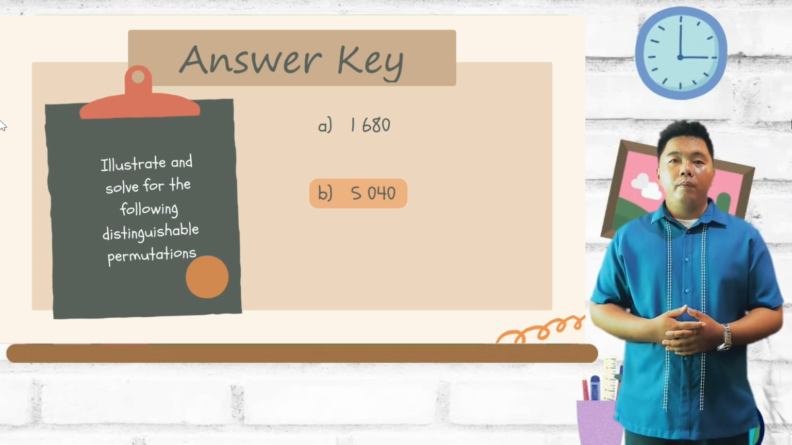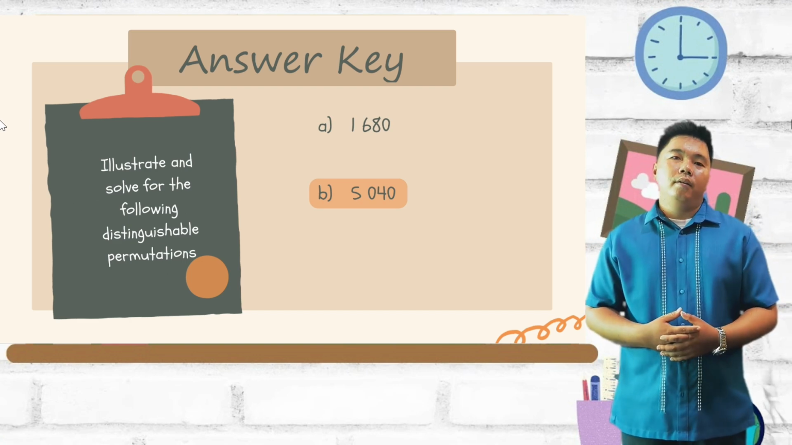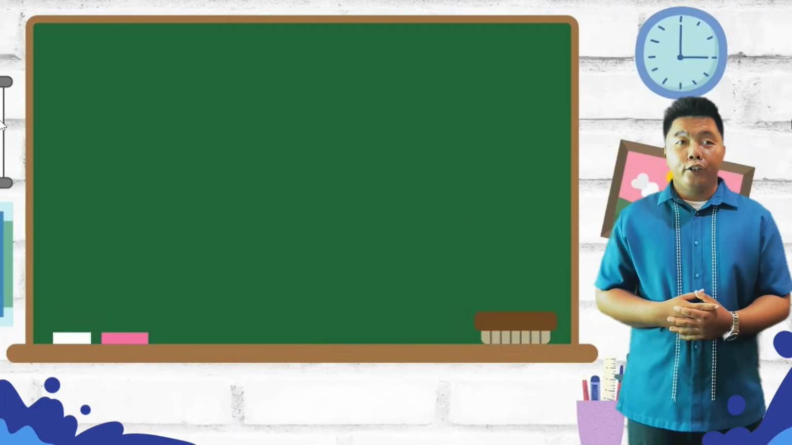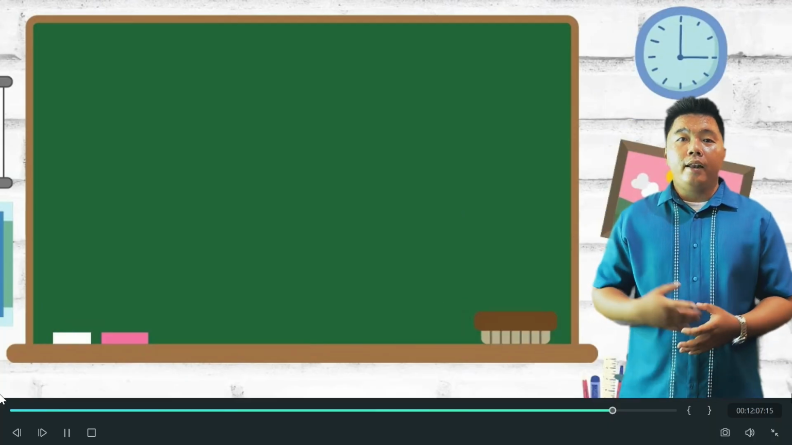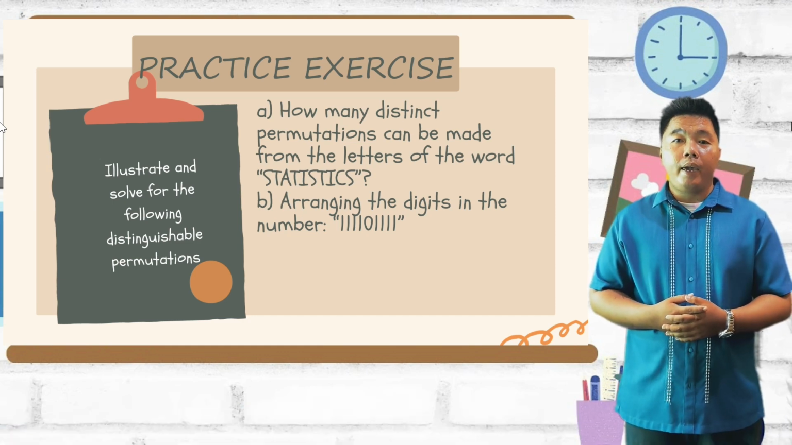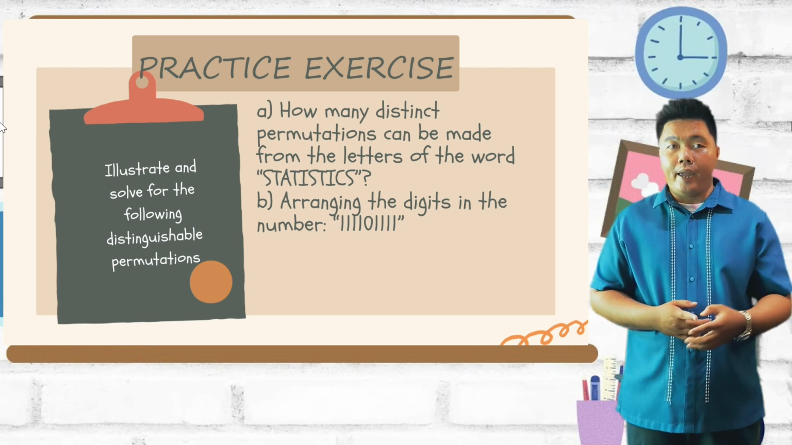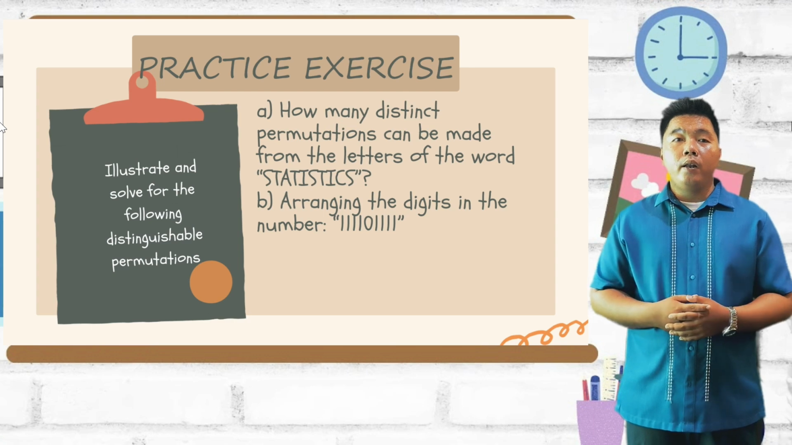And again, I will be leaving some questions related to distinguishable permutation for your practice exercise or homework, learners. You can answer the following. Letter A: how many distinct permutations can be made from the letters of the word statistics? Another one: arranging the digits in the number 1110111.